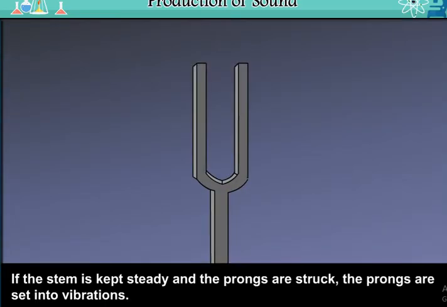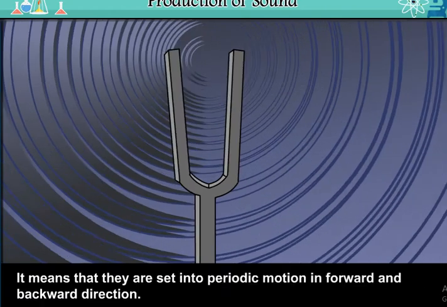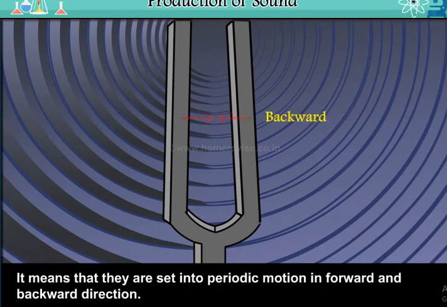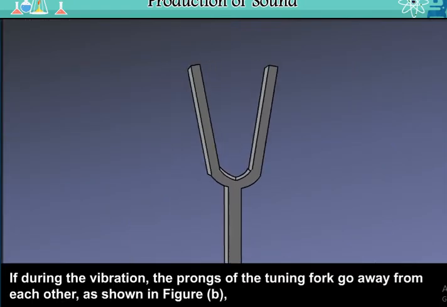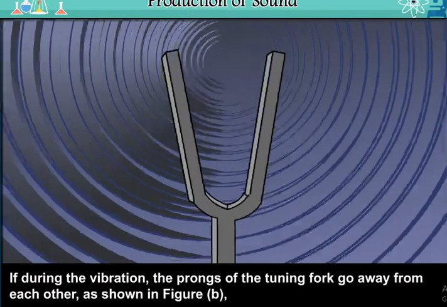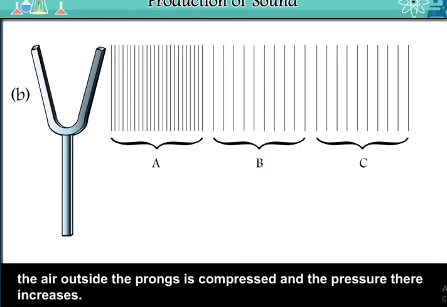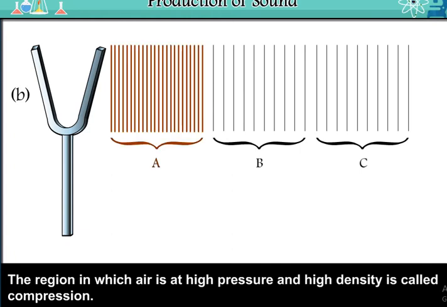If the stem is kept steady and the prongs are struck, the prongs are set into vibrations. It means that they are set into periodic motion in forward and backward direction. We will see step by step the result of such a motion. If during the vibration, the prongs of the tuning fork go away from each other, as shown in figure B, the air outside the prongs is compressed and the pressure there increases. Such a state of high pressure is created in region A in the figure. The region in which air is at high pressure and high density is called compression.